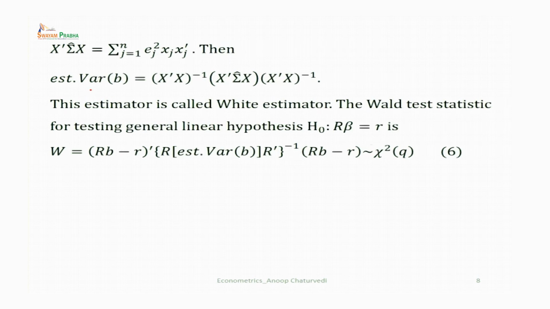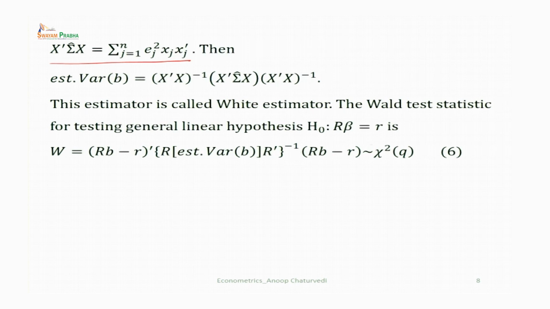Then an estimate of variance covariance matrix of B is (X transpose X) inverse X transpose Omega hat X, which you get from here, (X transpose X) inverse. So, you get an estimator for the variance covariance matrix of the OLS estimator B. This estimator is called the White estimator.